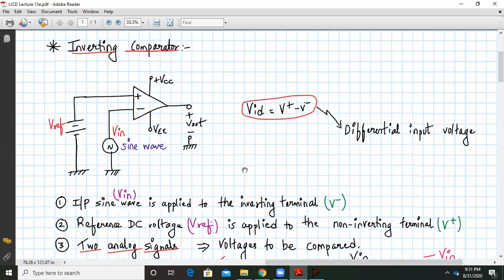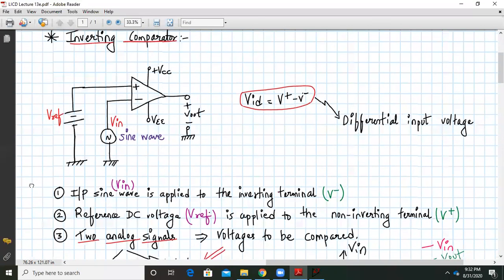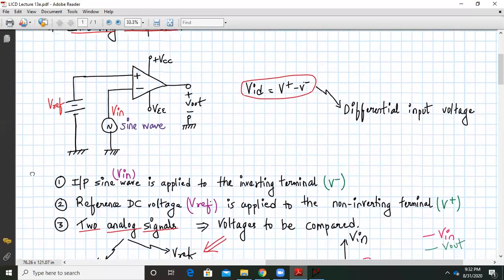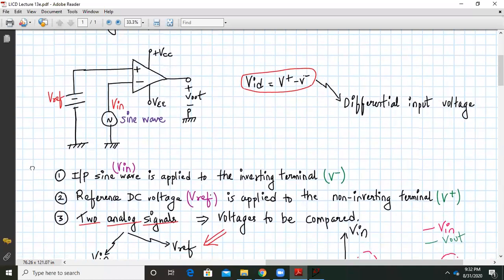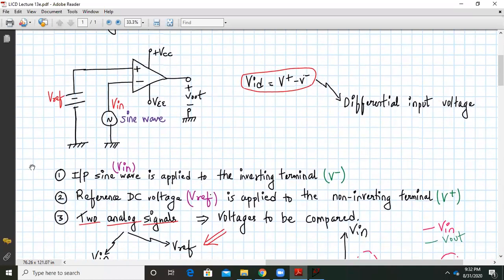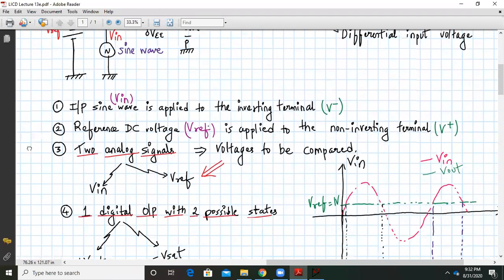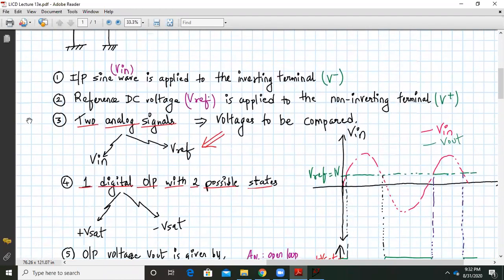Here we are comparing the input voltage V in and V reference. VID is as usual V plus minus V minus, which is called the differential input voltage. The input sine wave is applied to the inverting terminal V minus, and the reference DC voltage is applied to the non-inverting terminal V plus. The two analog signals to be compared are V in and V reference. One digital output with two possible states: plus VSAT and minus VSAT.